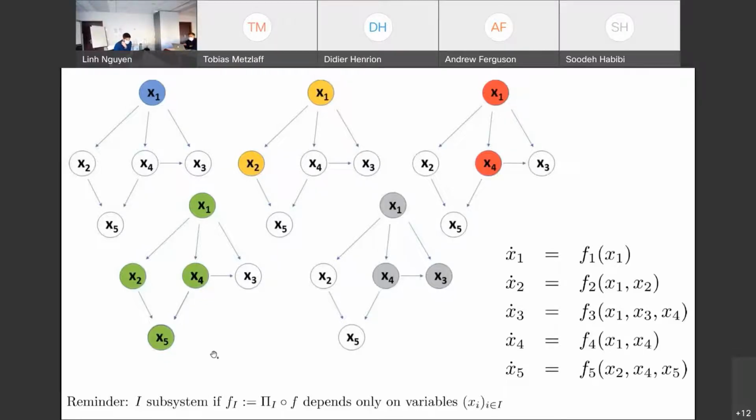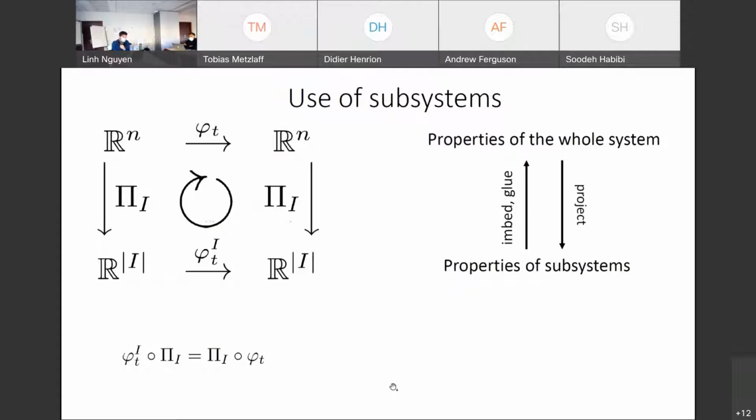Now, how do we use subsystems? The main idea is that using this third equivalent relation, we can say that this diagram commutes. This allows us to transfer properties from the whole system to properties of the subsystem, namely exactly by projecting when we want to have properties of the subsystem.